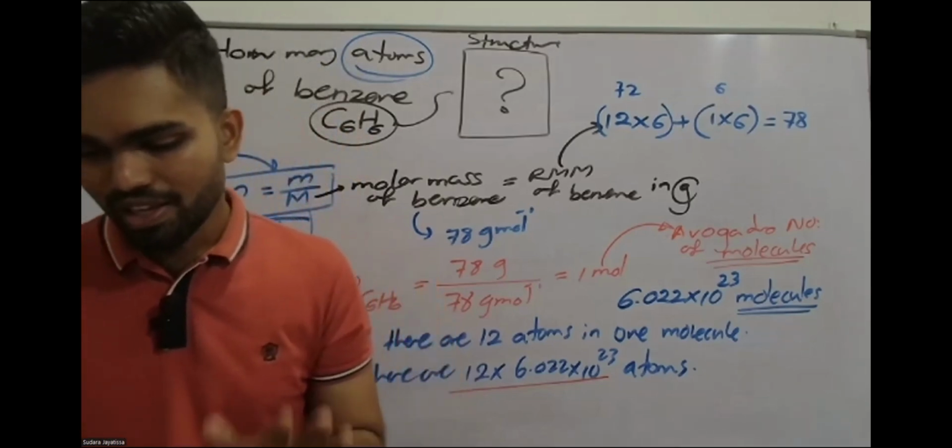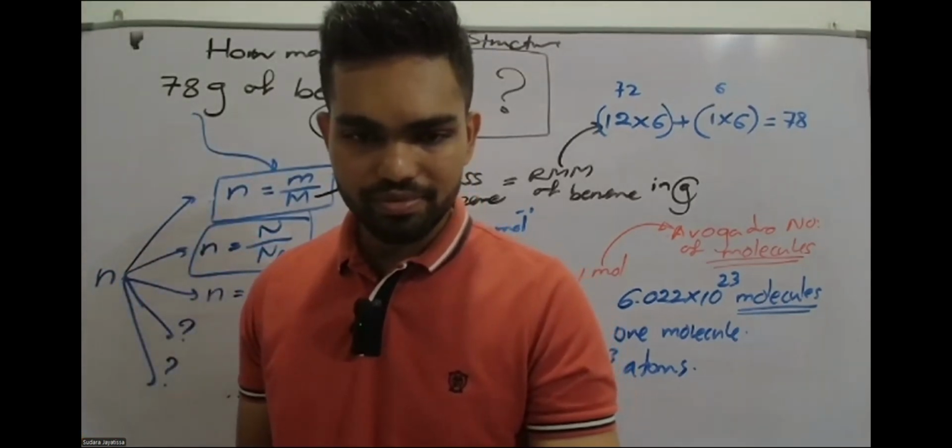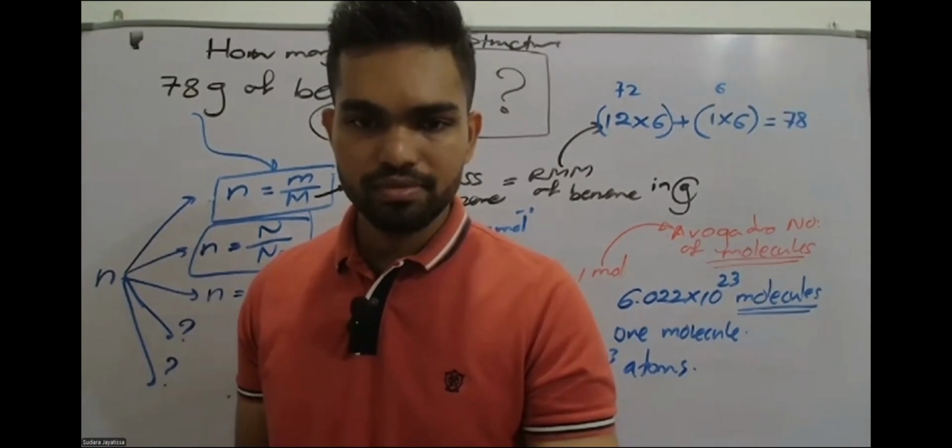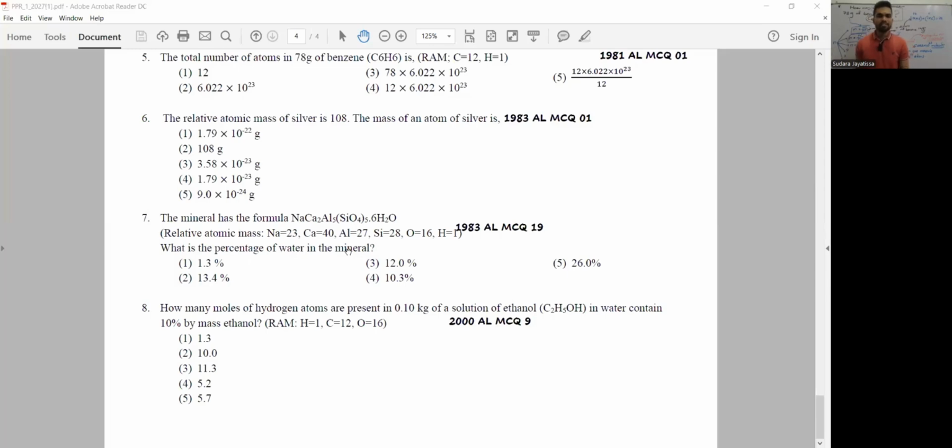Maintain books. Okay, let's go to question number 6. There you have the relative atomic mass of silver is 108. The mass of an atom of silver. It's asking for the mass of 1 atom of silver. So now from the question we did here, you have a good understanding regarding the relative atomic mass. If you put it in grams, you will have the mass of 1 mole.